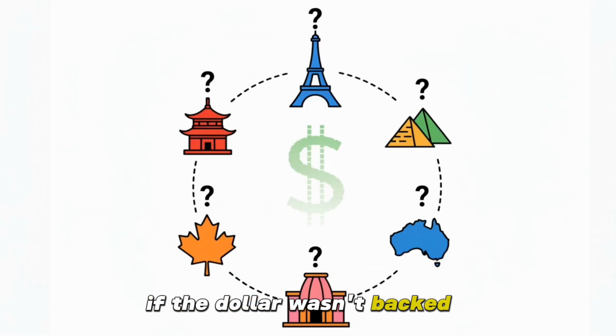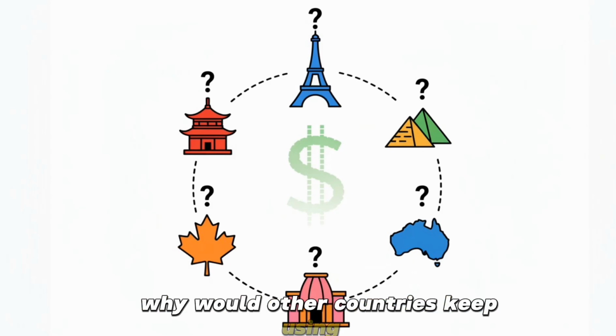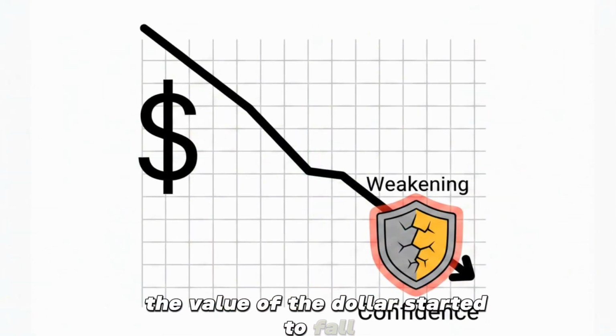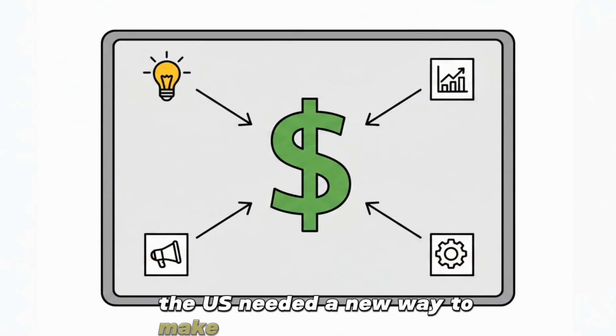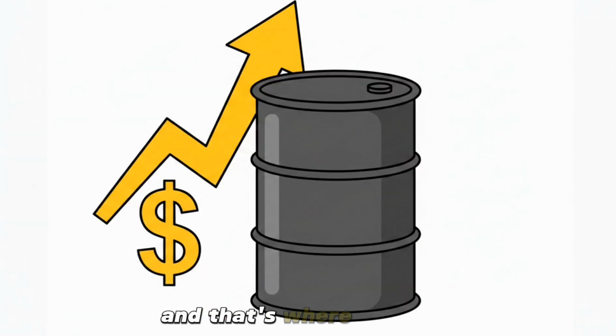If the dollar wasn't backed by gold anymore, why would other countries keep using it? The value of the dollar started to fall and confidence in the US economy weakened. The US needed a new way to make the world want dollars. And that's where oil came in.